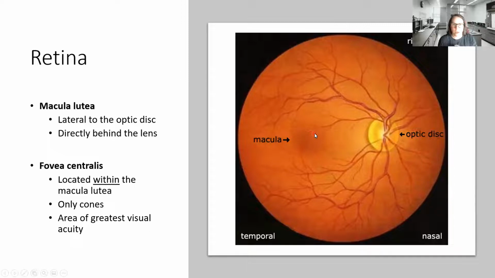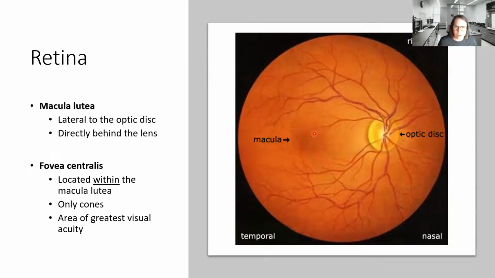If you move laterally, you'll see sort of a dark smudge here. This is called the macula or the macula lutea, and this is where the light is focusing on the retina. It is sort of our HD vision. Now, in the center of the macula is a depression called the fovea centralis. It literally means the central indentation. And this is where we only have cones. So these are the photoreceptors that are responsible for detecting color vision. So this is your area of sharpest image.